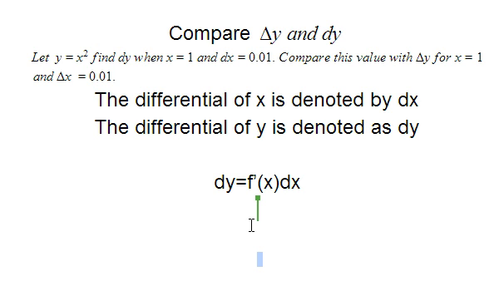Okay, so when we're talking about our function, it needs to be differentiable on an open interval that's containing x, of course, and our dx, or our x, can be a non-zero real number. All right. And we're stating some definitions here. The differential of x is denoted by dx, and the differential of y is denoted by dy.